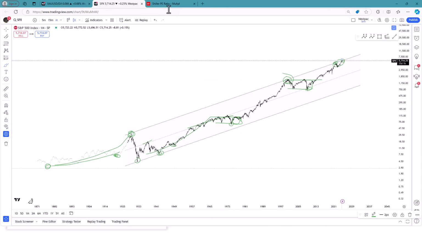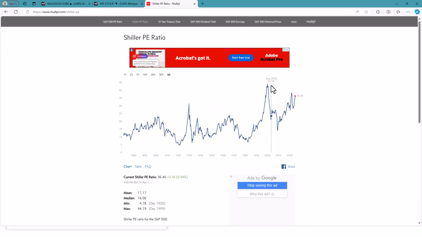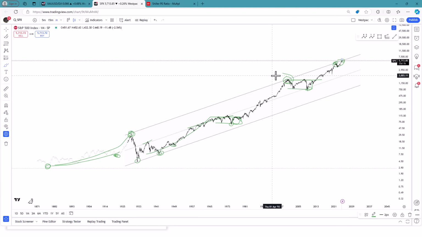1, 2, 3, 4. So we've only been at this Shiller P/E ratio above 34 times. 1, 2, 3, 4. And we've hit this channel resistance 1, 2, 3, 4. So fundamentally and technically, it's not a good time to enter equities right now. And historically, they have underperformed for 15 years, 25 years, 15 years, long periods of time.